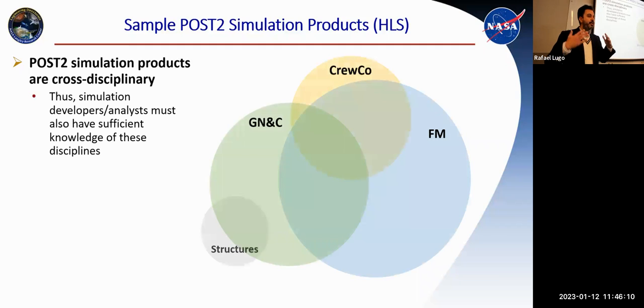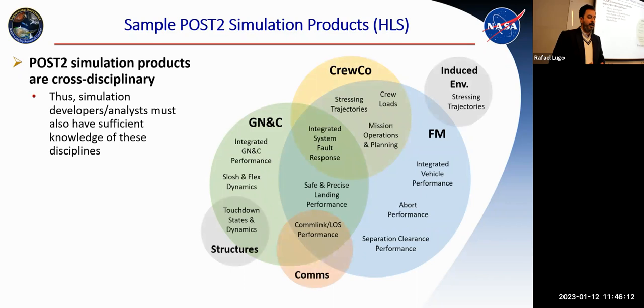The simulation products are cross-disciplinary. We talked about the models being multidisciplinary. The products are also cross-disciplinary. So here you can see for HLS, we've got flight mechanics, GNC, guidance, navigation, control, structures, communications, crew co, which is what HLS calls the crew compartment, or the crewed part of the system. Induced environments, that would be plume surface interaction effects.